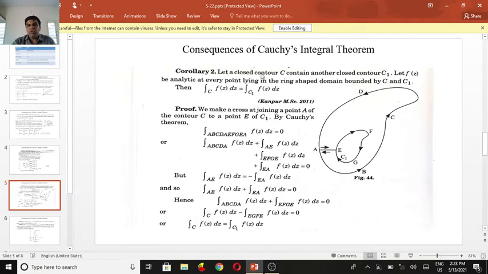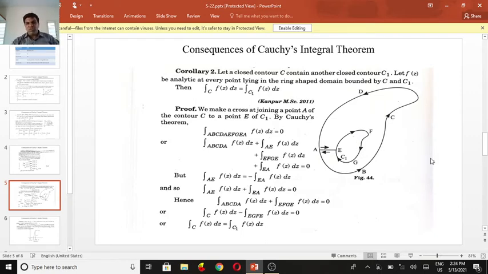So let a closed contour curve C contain another closed contour C1. That is, let f(z) be analytic at every point lying in the ring-shaped domain bounded by C and C1. Then the integral over C of f(z) dz is equal to the integral over C1 of f(z) dz. That means the integral over the outside boundary is equal to the integral over the inside boundary. This is the corollary form of Cauchy's theorem.